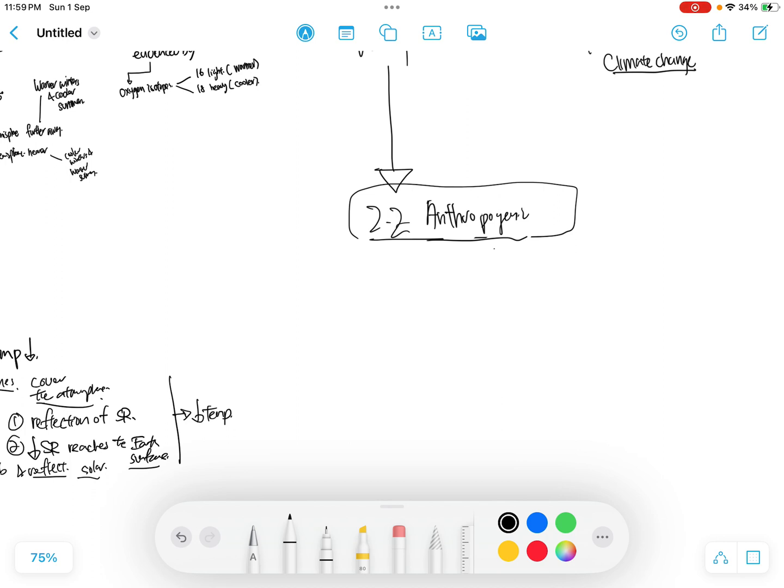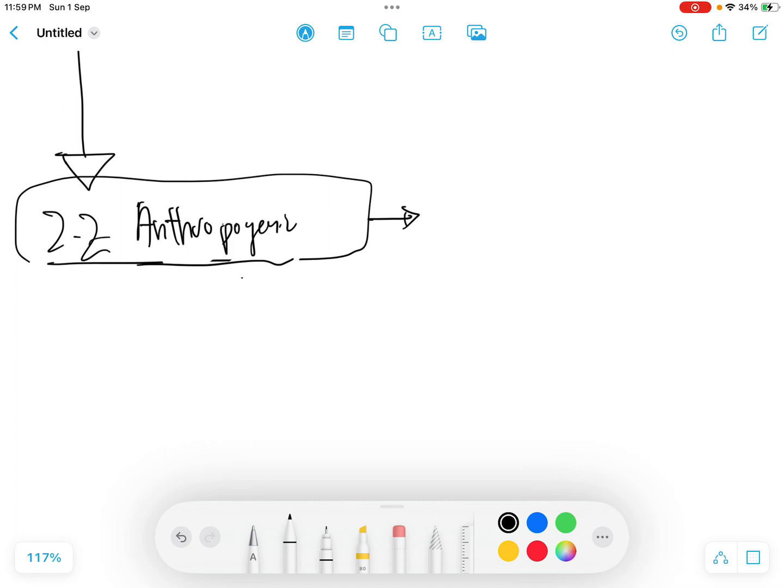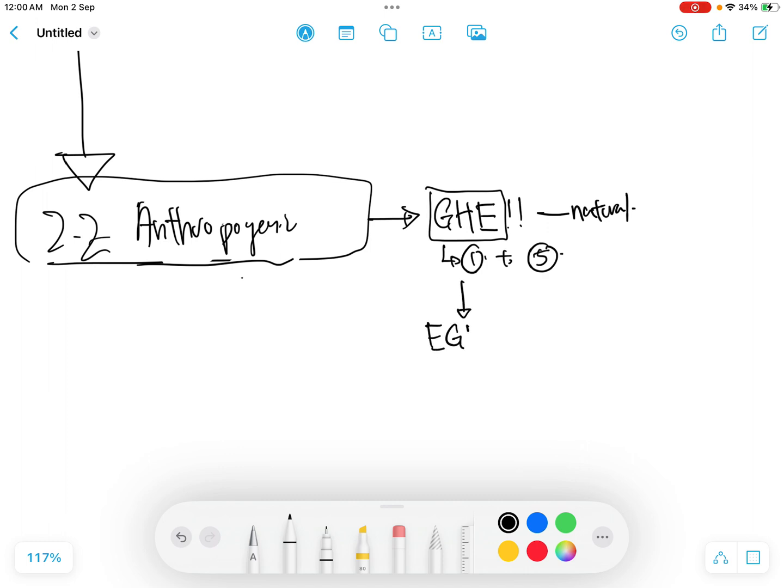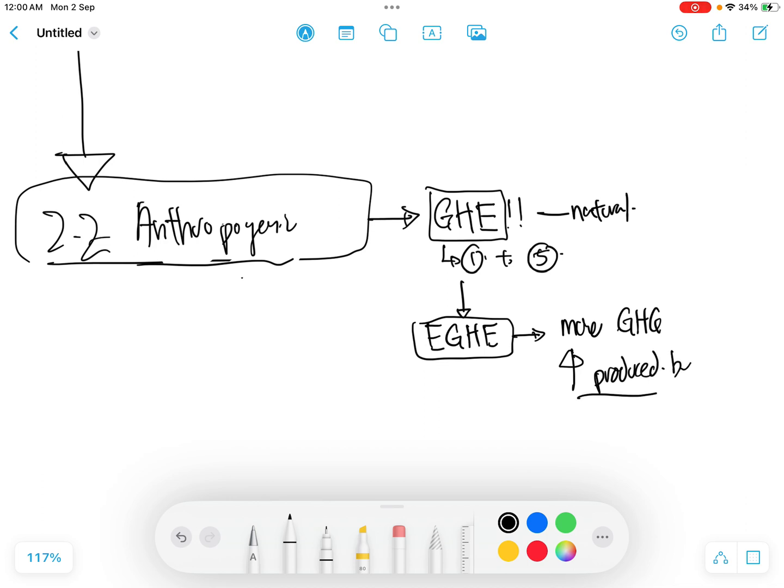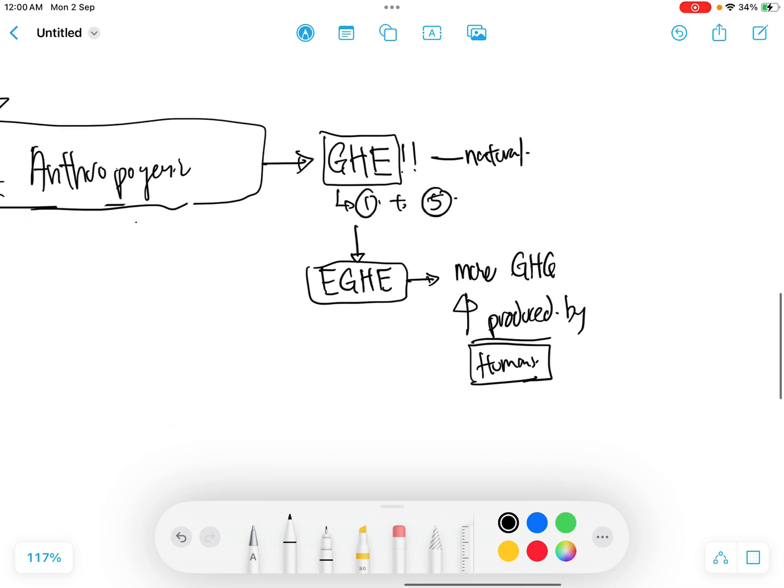Okay, we need to know. Everyone, please take note. You need to know what is greenhouse effect. Please know the steps, step 1 all the way to step 5. Basically this is natural. However, there is an enhanced greenhouse effect. That is when more greenhouse gases are being produced by humans. That is why we have the enhanced greenhouse effect. Alright, so that is that. Please know what is long wave, what is short wave. You have done this in lower sec, so I will not go through that.